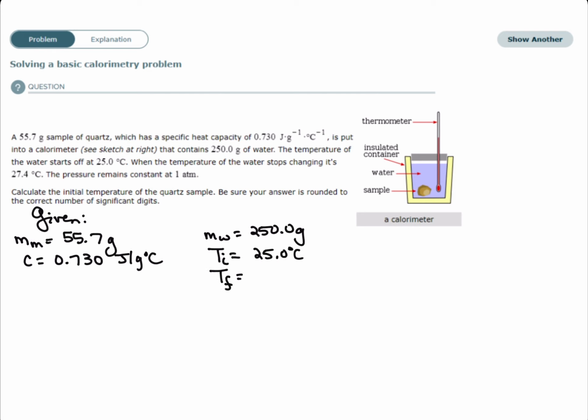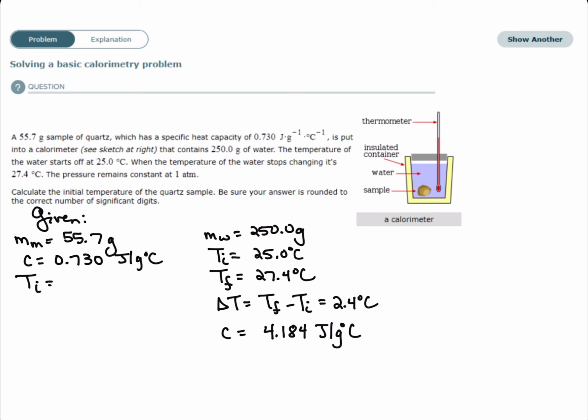The water's temperature stops changing at 27.4 degrees Celsius, so we can go ahead and solve for the delta T, which is final temperature minus the initial temperature. We can also find the specific heat of water on a table, 4.184 joules per gram per Celsius. They're asking us to solve for the initial temperature of the quartz. If the quartz was placed in water in an insulated container, then they should reach the same final temperature. So the final temperature of the quartz is 27.4 degrees Celsius.